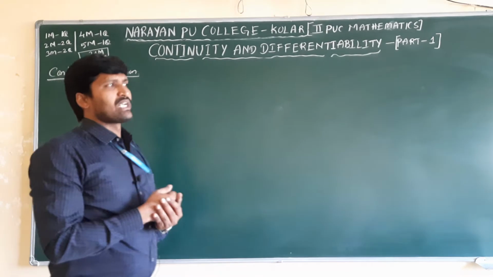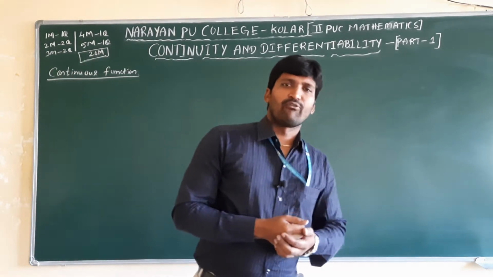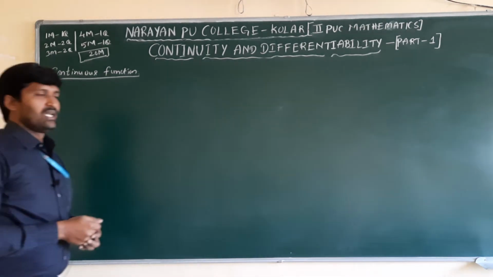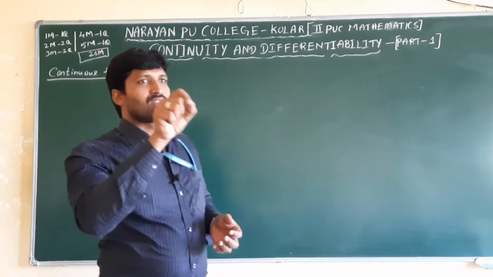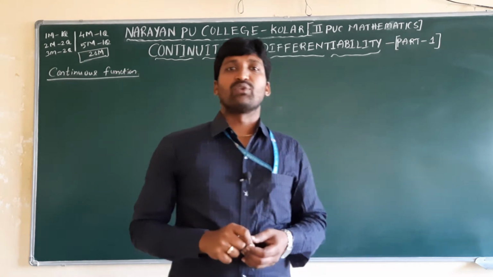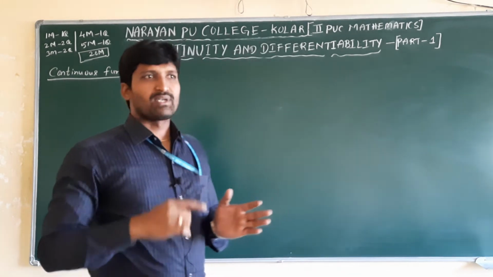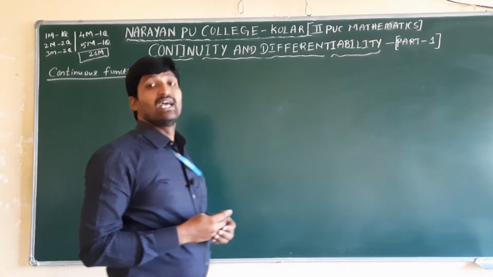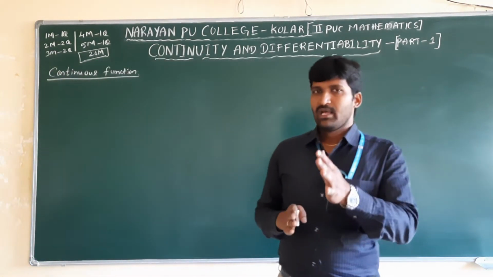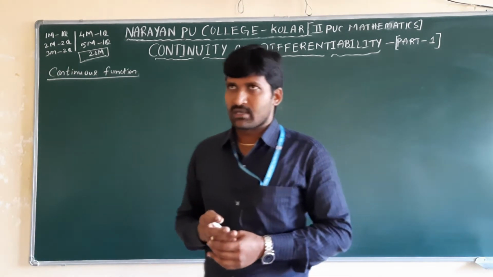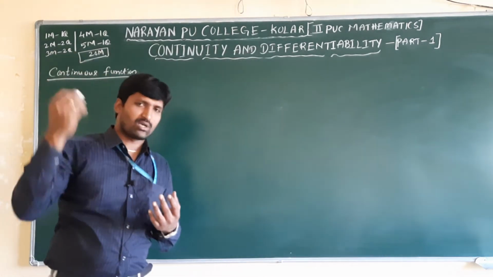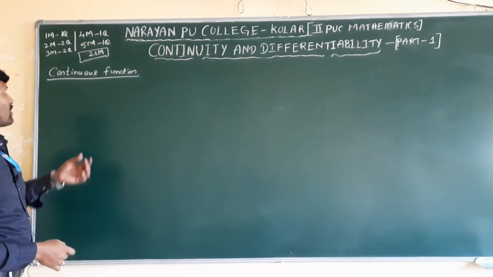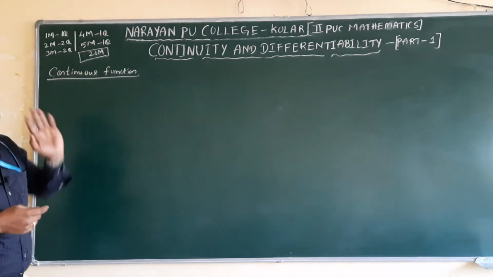Now, when do we call the given function continuous? A function y is equal to f of x is said to be continuous if we can draw the graph of the function without any breaks. Means we need to draw such graphs continuously; such functions we call continuous functions. When you are drawing the graph without lifting the pen or chalk, if you are able to draw continuously, such graphs we call continuous functions.